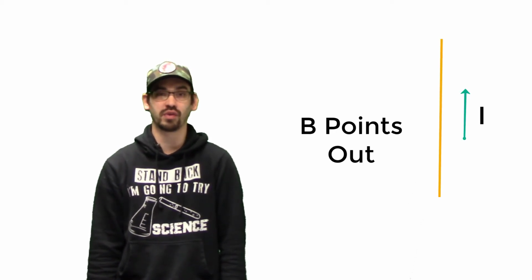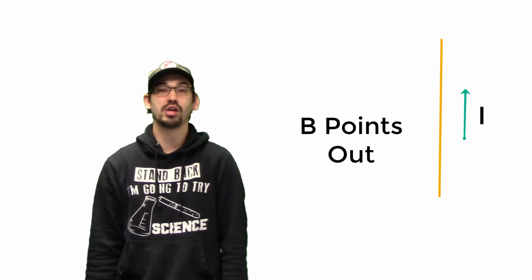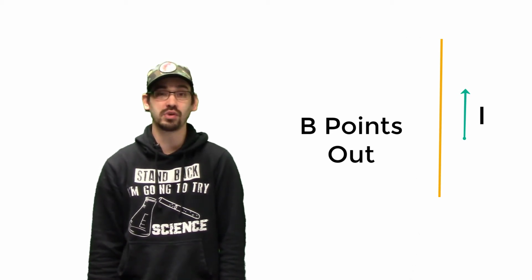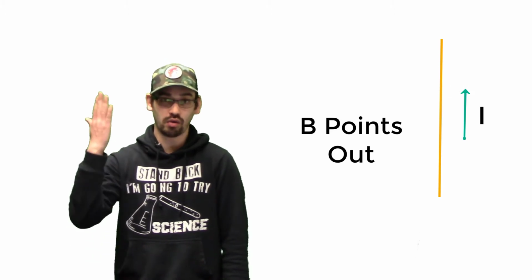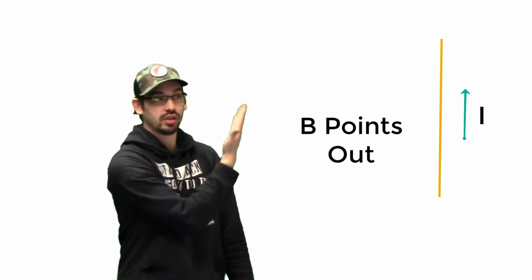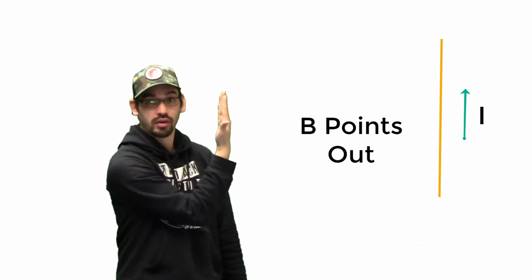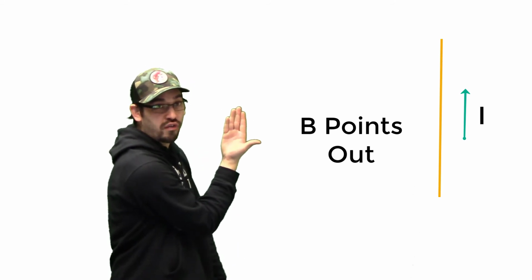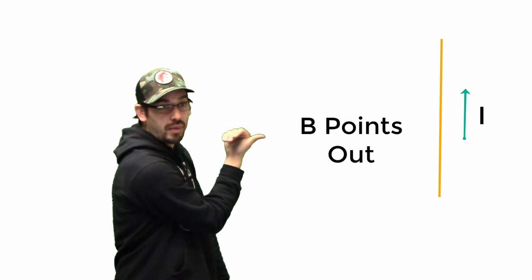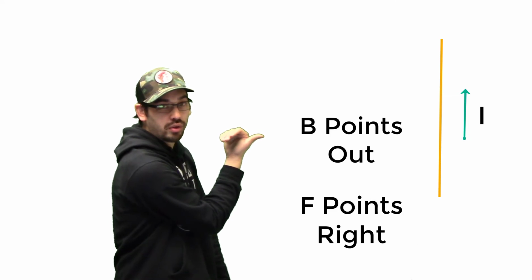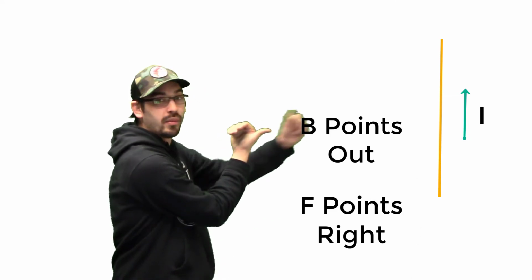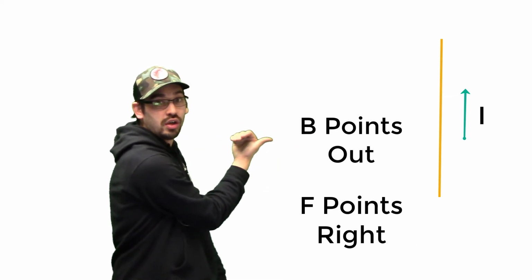Consider a length of wire that has a current that's flowing up in the presence of a magnetic field that is pointing out. In order to find the direction the force acts on this wire, we take our right hand and point it in the direction of the current. Then we can curl our fingers in the direction of the magnetic field, which is out in this case, and our thumb is going to point in the direction of the force.